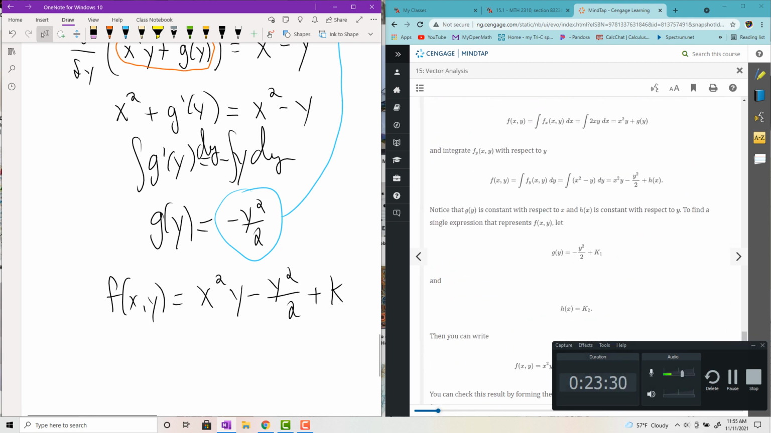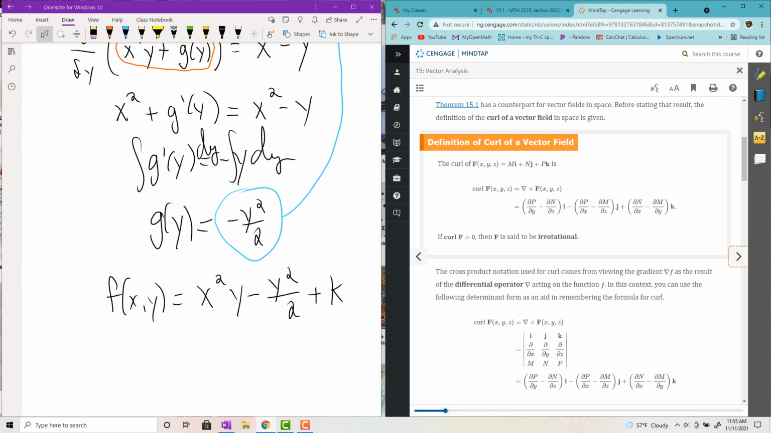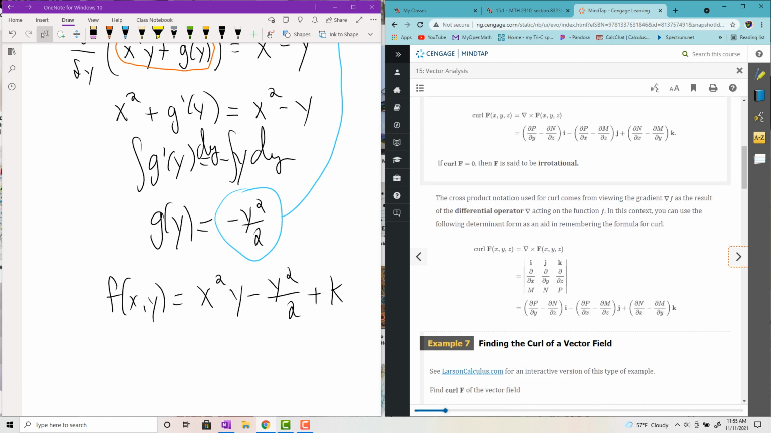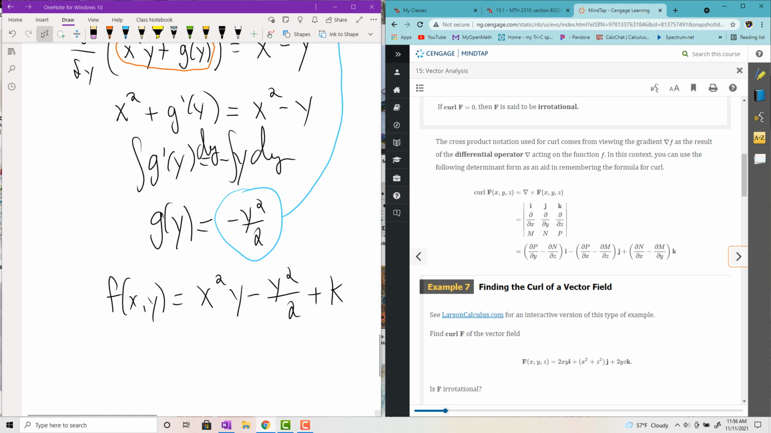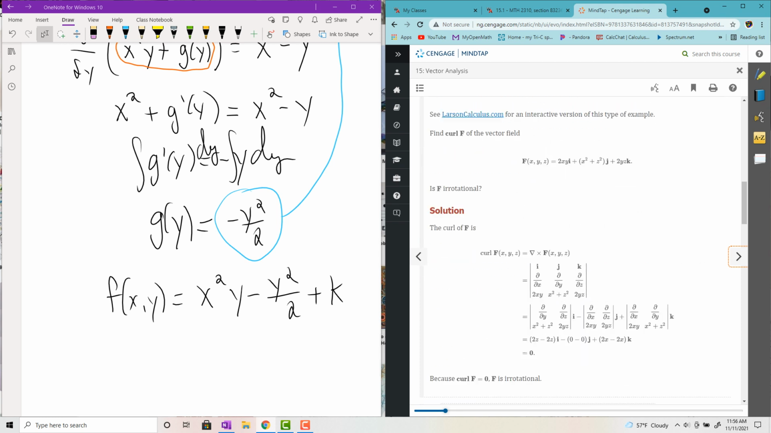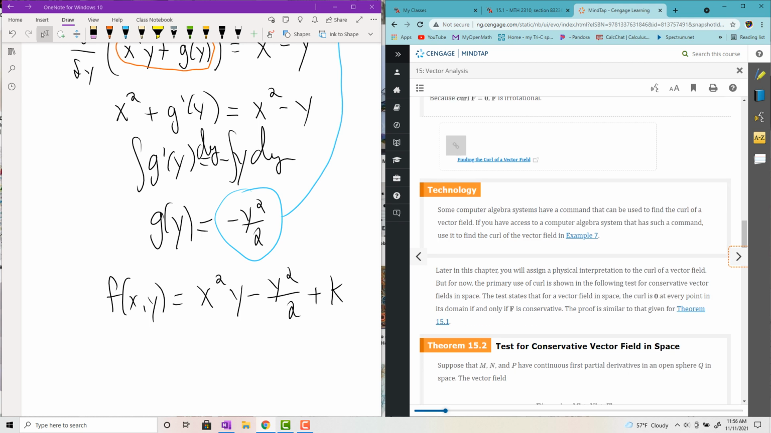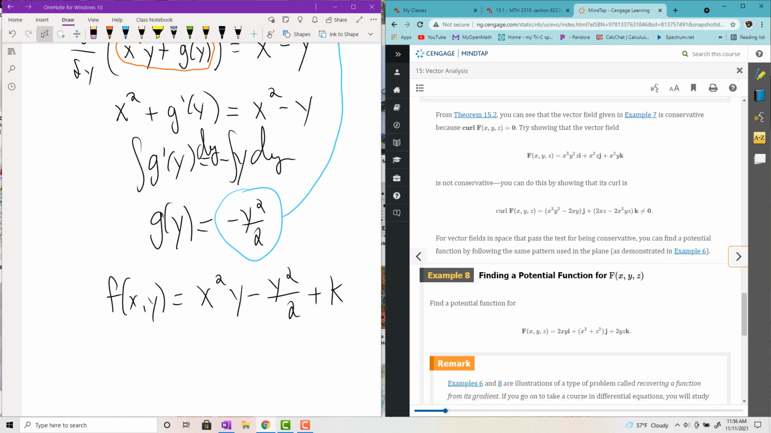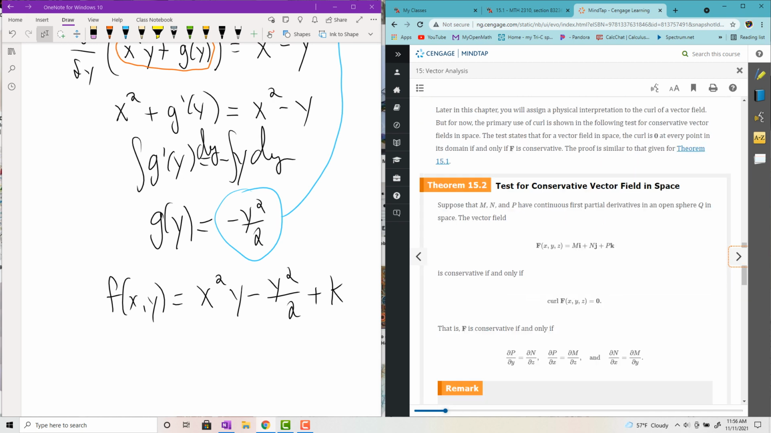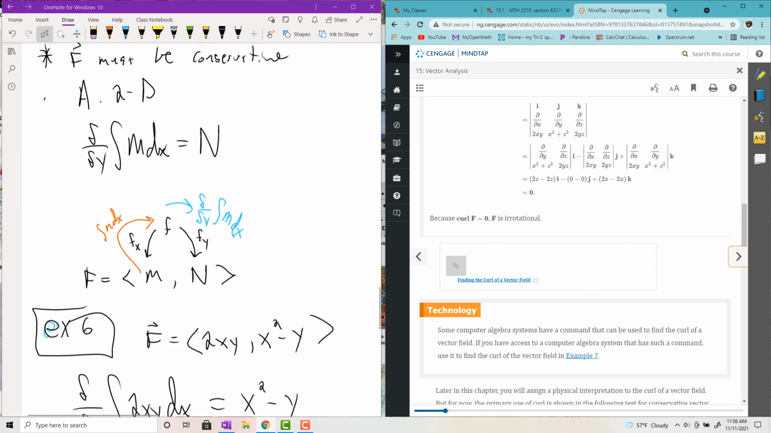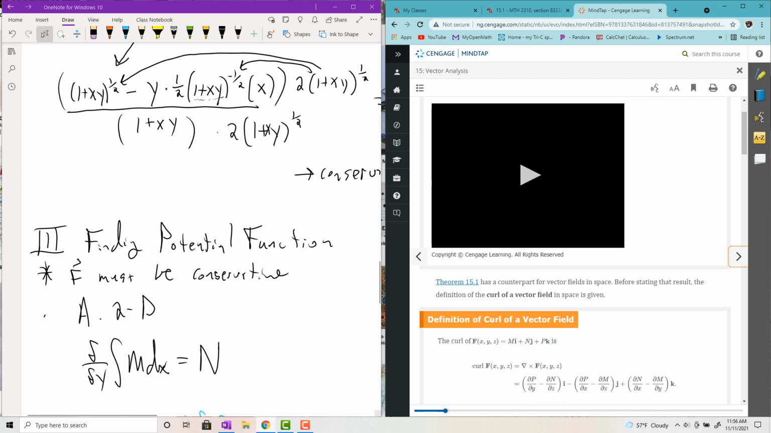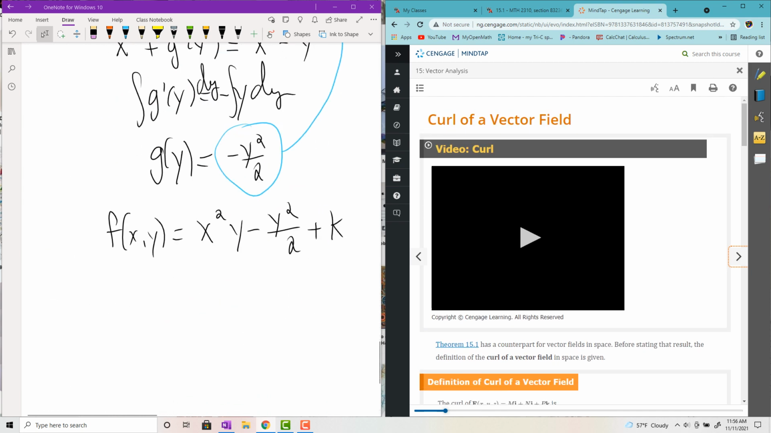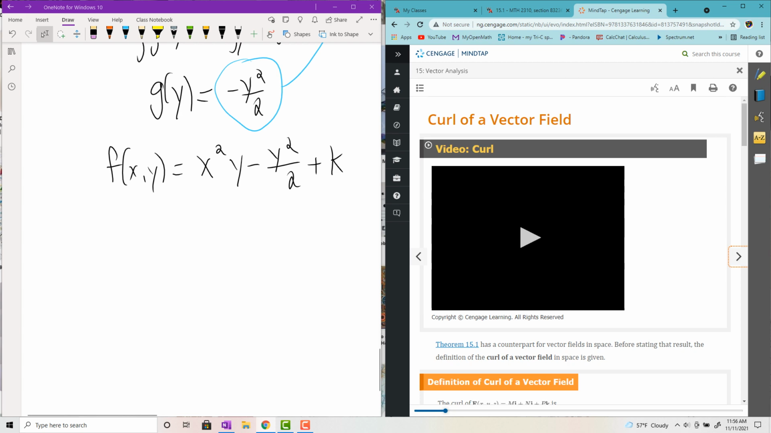The three-dimensional one is more of a nightmare. To determine if a three-dimensional vector field is conservative, you have to use an operation called the curl. If that curl equals 0, then the field is conservative. In 15.2 they give you another theorem, and then they force you to find a potential function for a three-dimensional field. So first we need to introduce this idea of a curl, and then we'll apply it to what we're working on with potential functions.